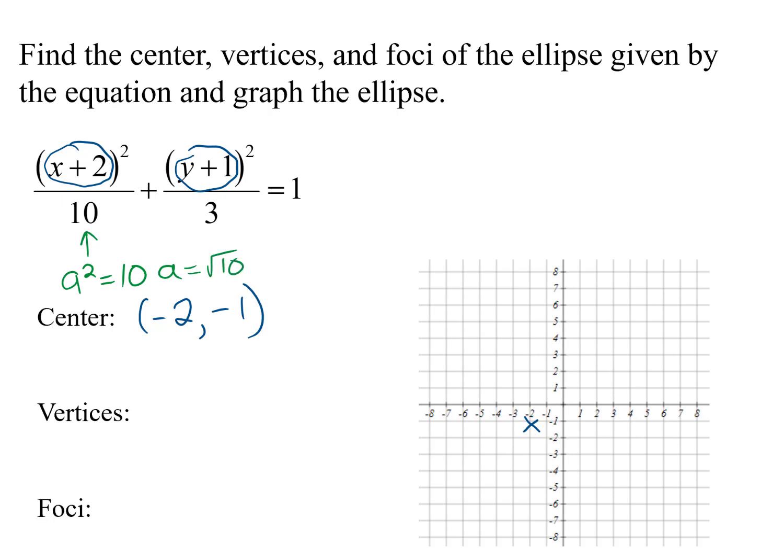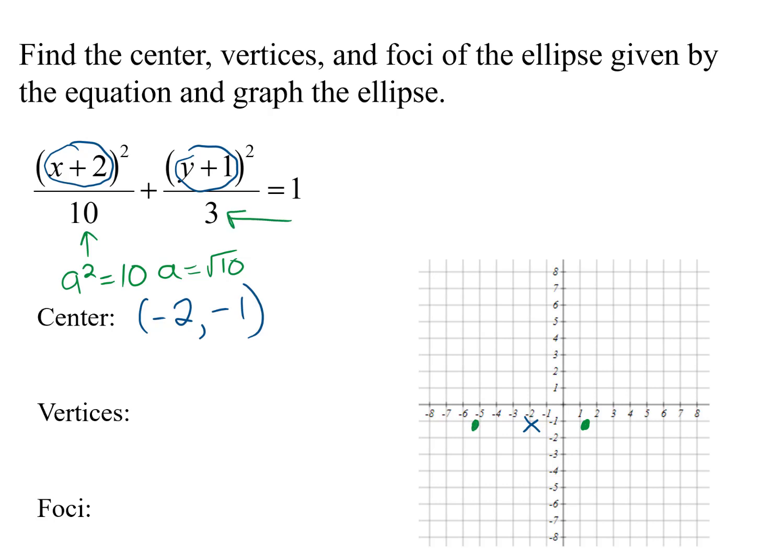So what that means is from the center, I need to move in the x direction, both positively and negatively, by square root of 10. And square root of 10 is about 3.2. So we're going to move over 1, 2, 3.2, put a point. From the center, we're going to go the other way, 1, 2, 3.2, and put another point.